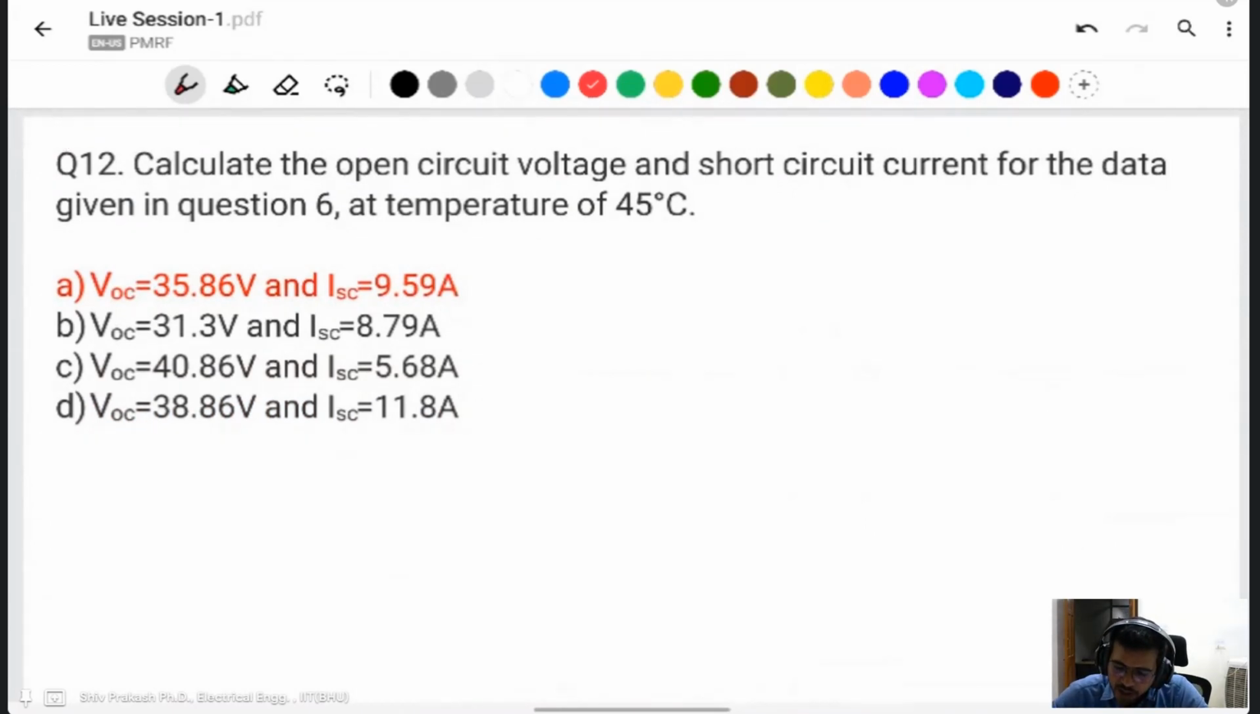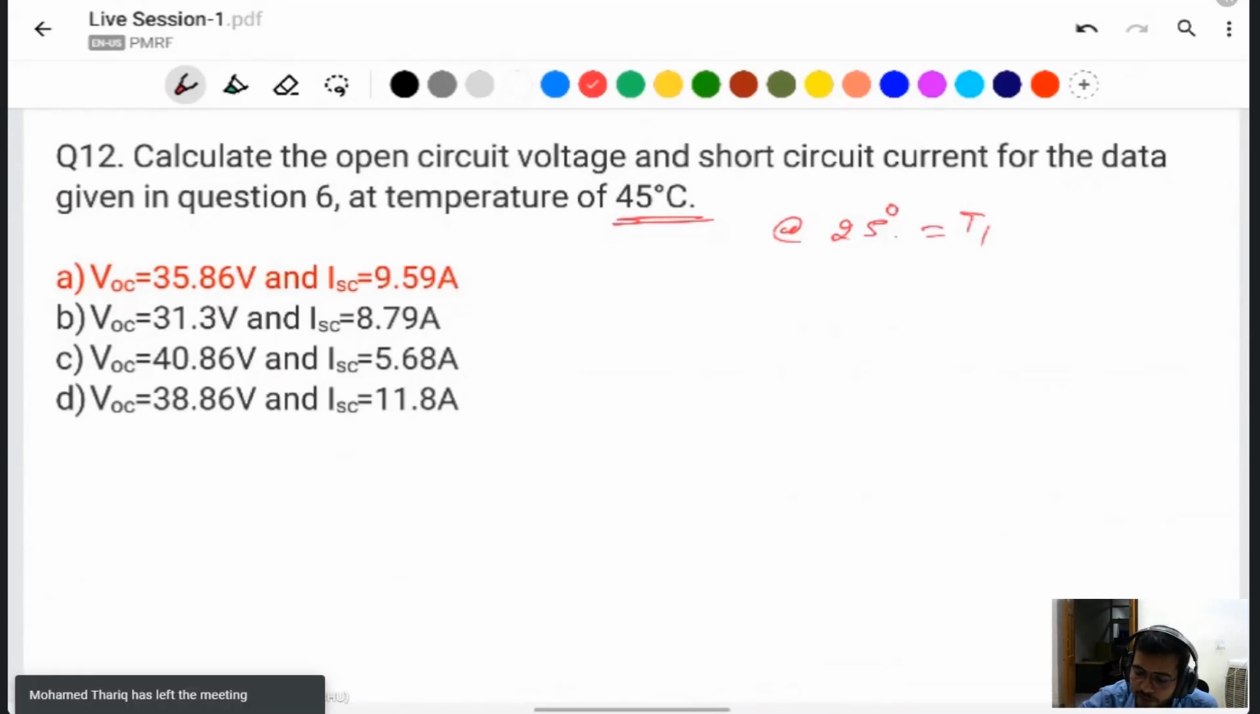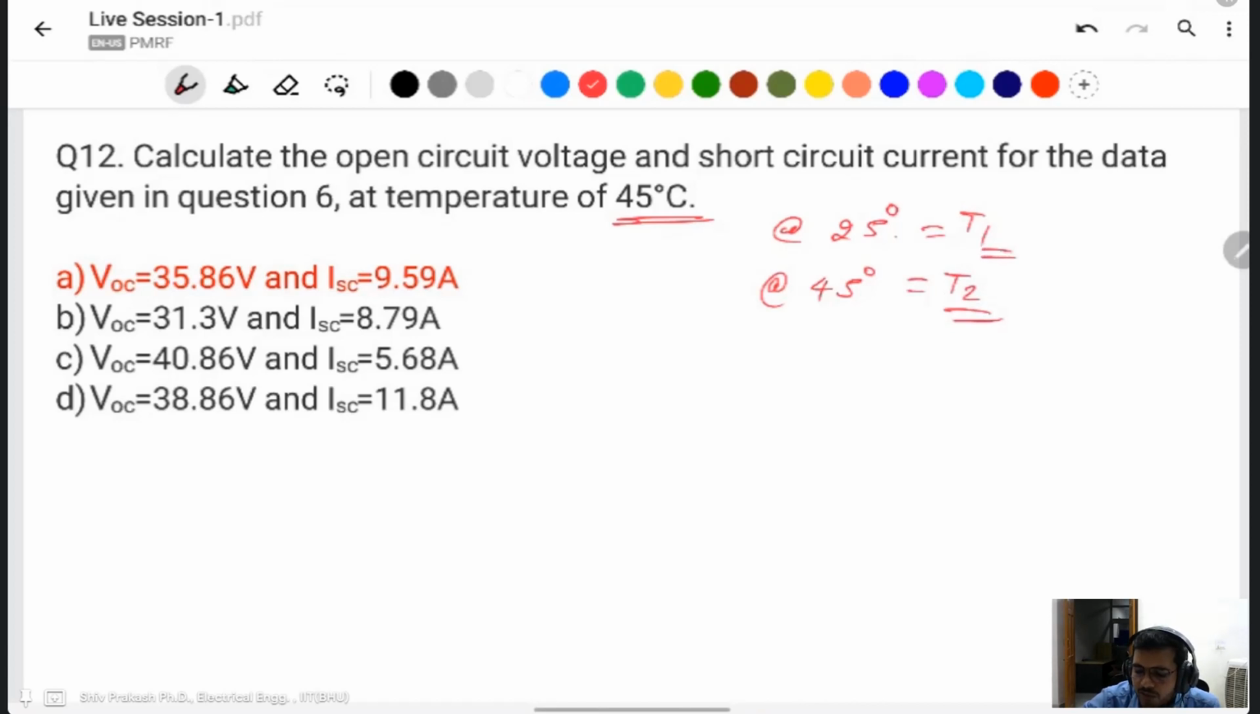Calculate the open circuit voltage and short circuit current for the data given in equation 6 at a temperature of 45 degrees centigrade. The previous data is given at 25 degrees centigrade, T1. Now we increase the temperature from 25 to 45 degrees centigrade, and we find the open circuit voltage and short circuit current at 45 degrees centigrade. This one is T1, and this one is T2.